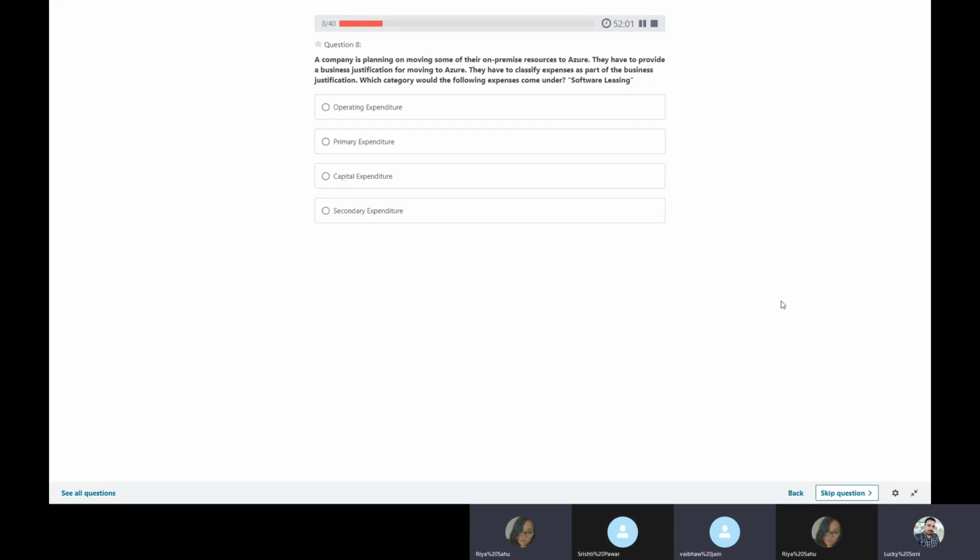Question number 8, please. A company is planning on moving some of their on-premises resources to Azure. They have to provide a business justification for moving to Azure. They have to classify expenses as a part of the business justification. Which category would the following expenses come under? Software leasing. Yesterday we have seen, it's operating expenditure. Software leasing kind of things will come under the operating expenditure. Yeah, correct.